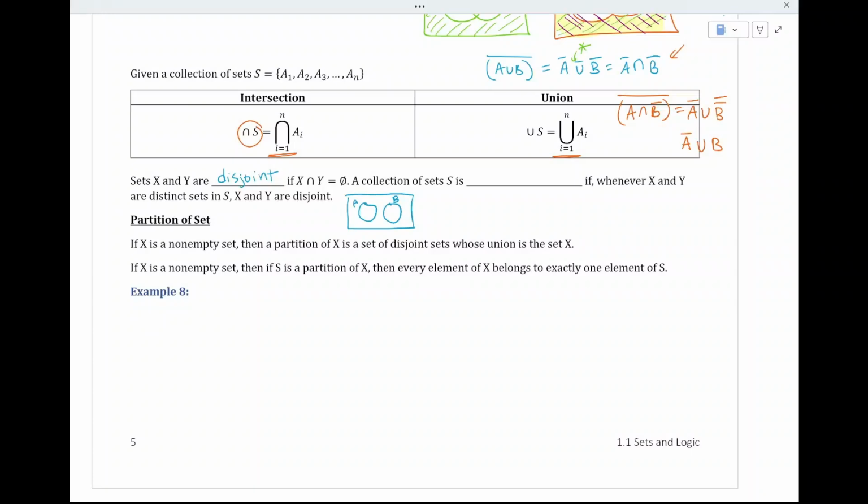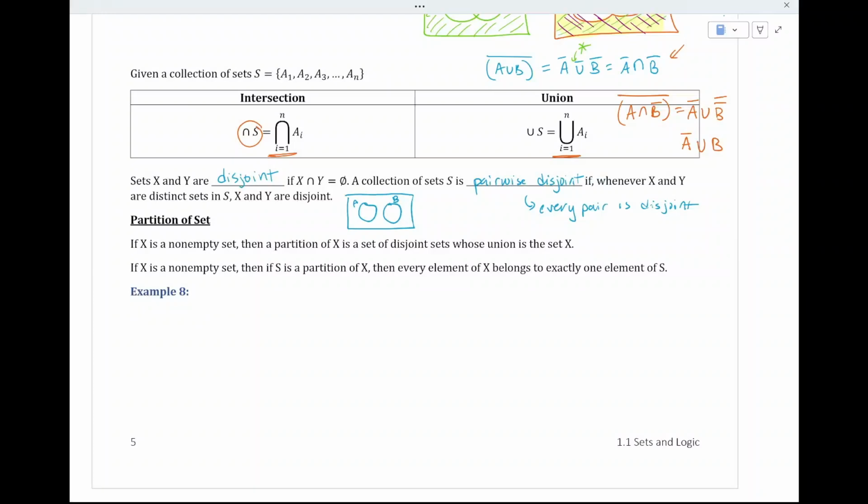A collection of sets, so I can extend this to more than 2 sets, is pairwise disjoint if you take any combination of those sets and they're all disjoint. So every pair is disjoint. So if they were all circles within our universe, none of the circles would be overlapping with any of the other circles. They would all be totally separate circles. That's pairwise disjoint. Every pair is disjoint. However many pairs you can make, they're all separate.